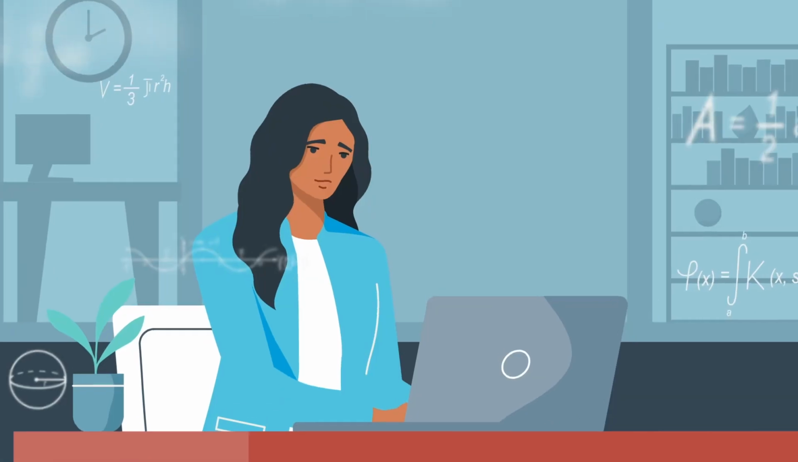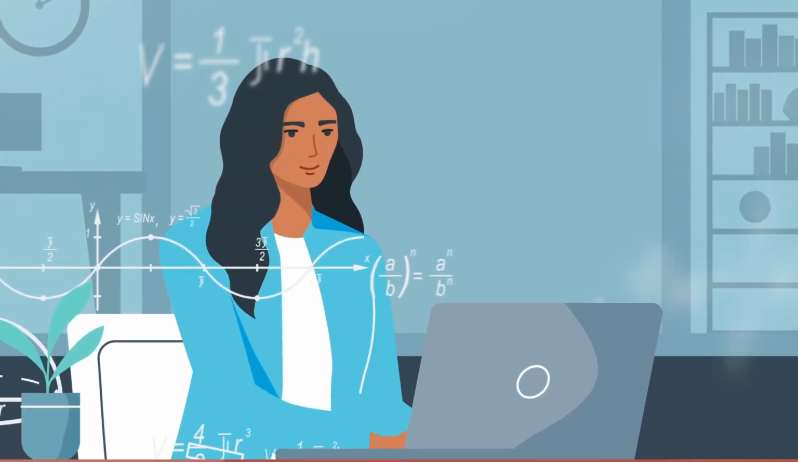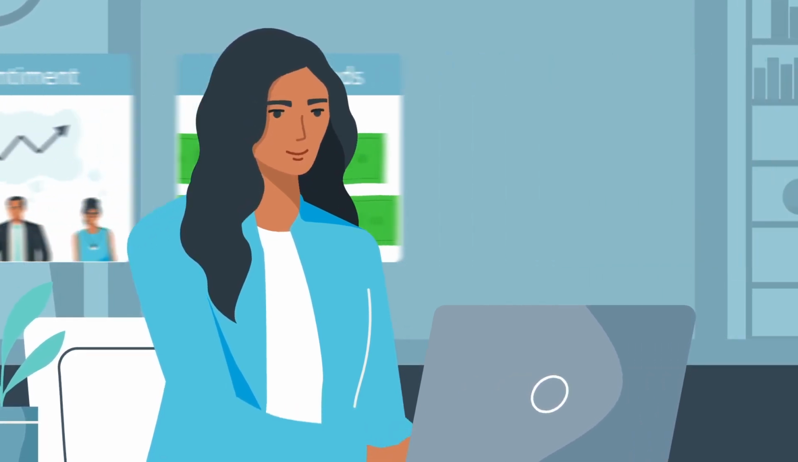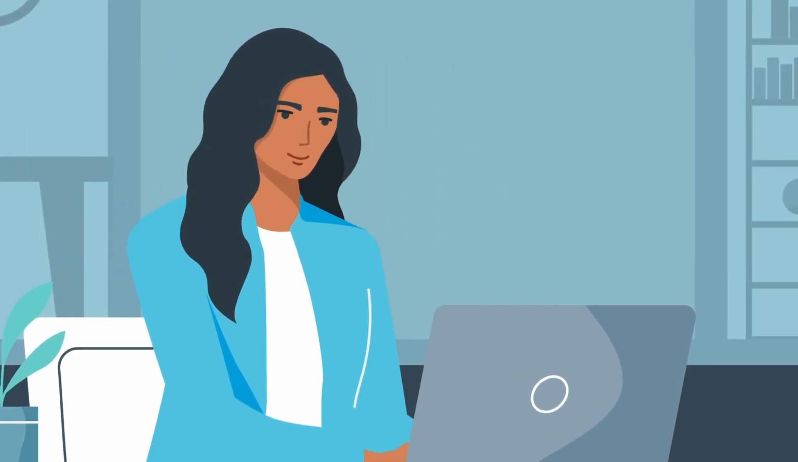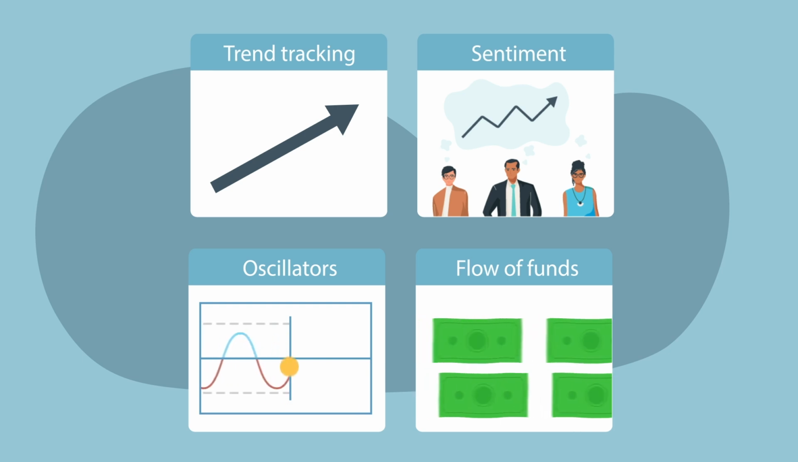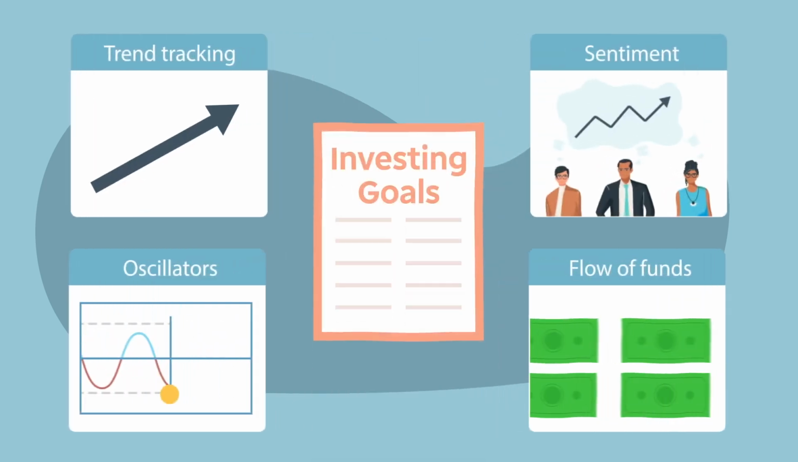Once you've defined what you want to do, it's easier to determine which indicator may be best. Whether you want to build a system or just enhance your decision-making process, there's probably a technical indicator that can help. The next step is to match the appropriate indicators with your investing goals.